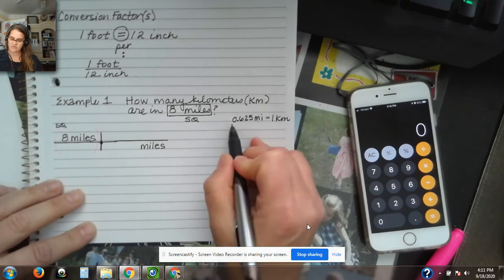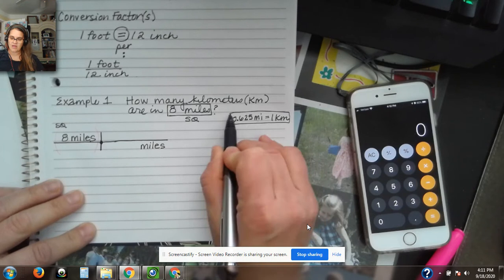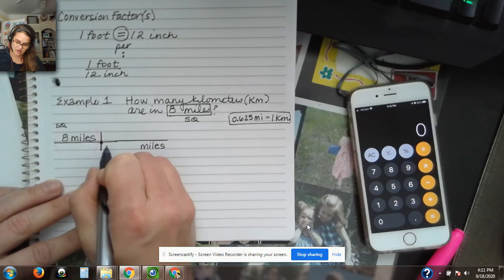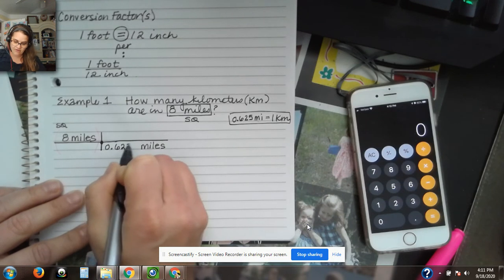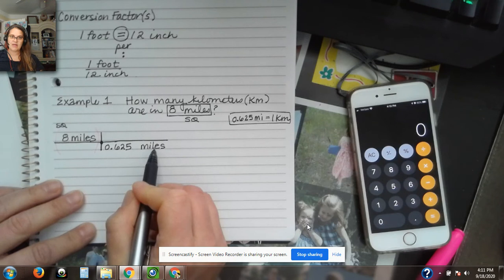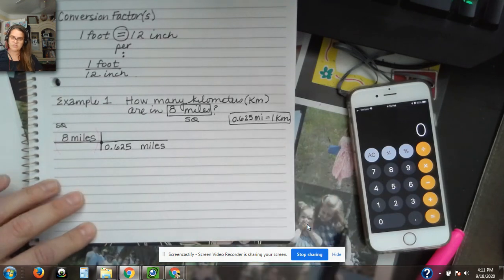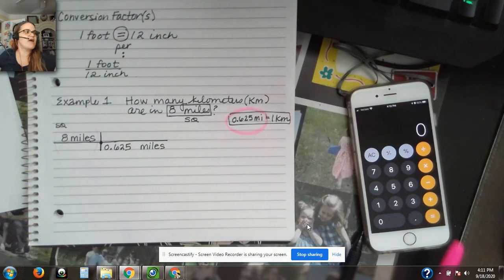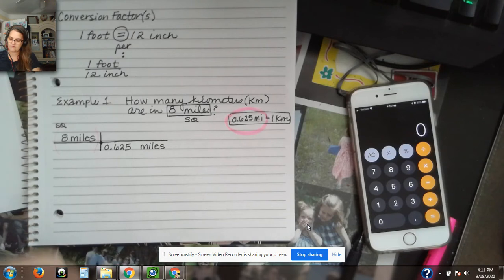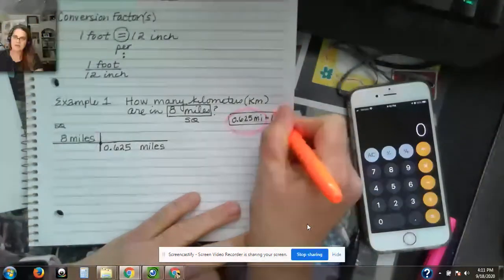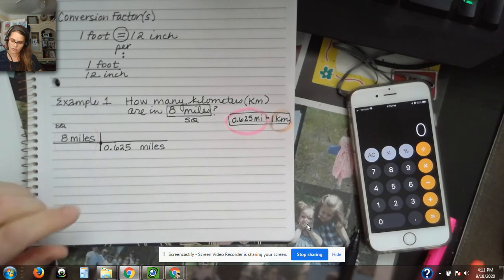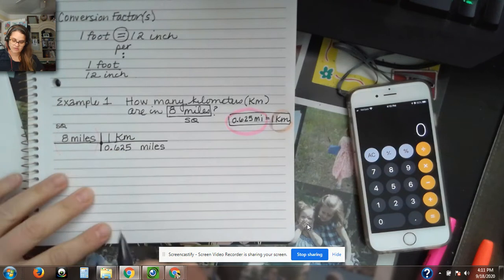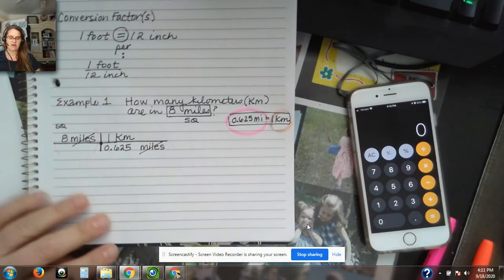So now all I have to do is look at my conversion factor, and whatever number appears before the word miles, I'm going to write that there. 0.625 miles. And then since I've used this side, whatever is on the opposite side of that equal sign is going to go now in the numerator. Okay, so I'm going to say 1 km or kilometer. So now the units of miles cancel out.